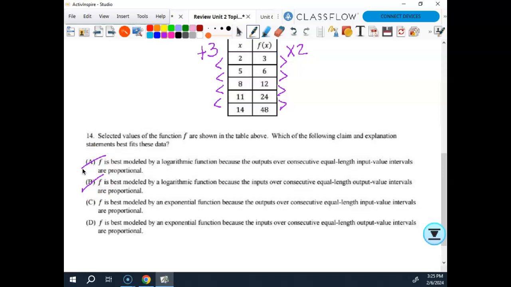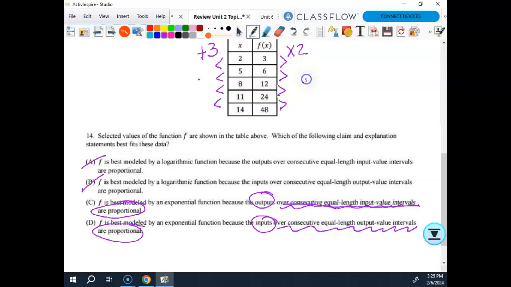And it's exponential because the outputs over consecutive equal length input value intervals are proportional, or because the inputs over consecutive equal length output intervals are proportional. So let's think about what's equal length and what's proportional. This is equal length, this is proportional. So my inputs are equal length, consecutive equal length input values, and my outputs are proportional.